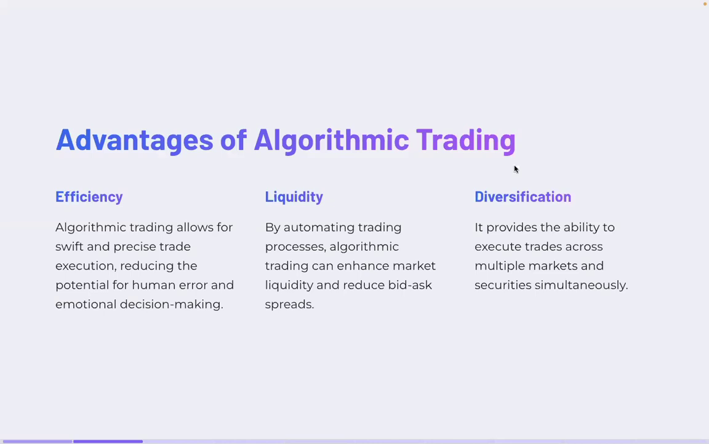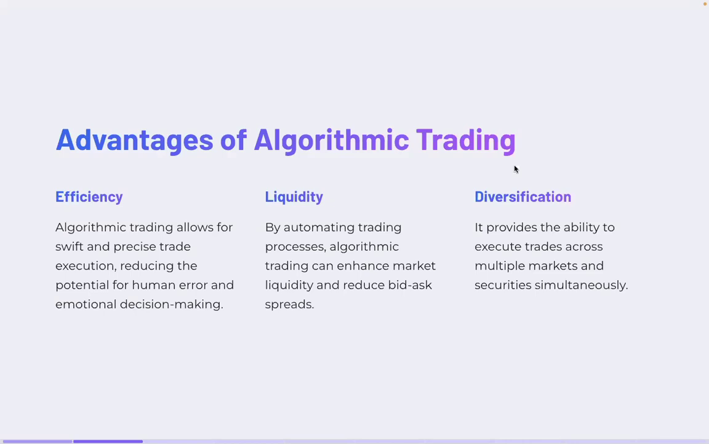Another thing is liquidity, because when you use automated algorithmic trading, you can enhance market liquidity and reduce bid-ask spreads. Why? Because most likely the algorithm will trade more than you do, and will catch different market moves than you would. And of course, you can diversify across multiple markets and securities, stocks, CFDs, whatever, simultaneously, and that's another big advantage.